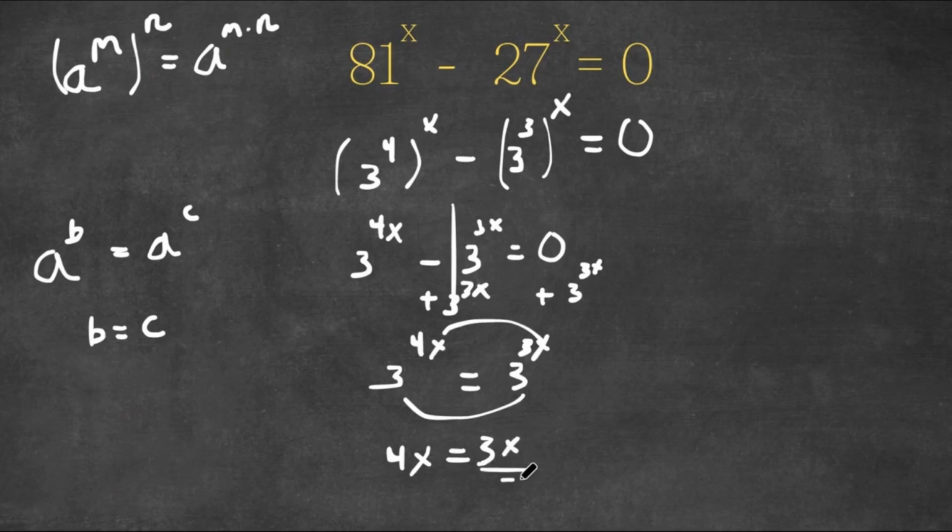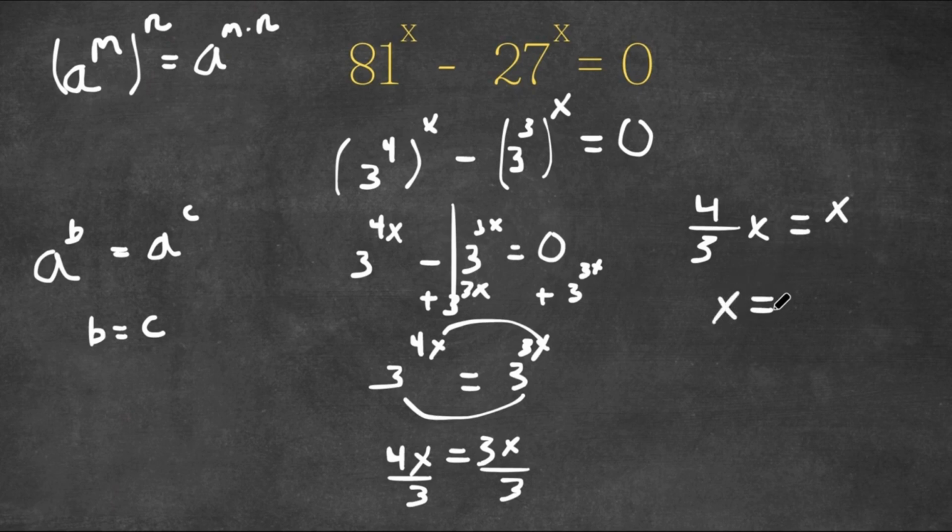So now if I divide by 3 on both sides, I get 4 over 3 x is equal to x. Meaning the only value that would fit this would be 0. So x is equal to 0.